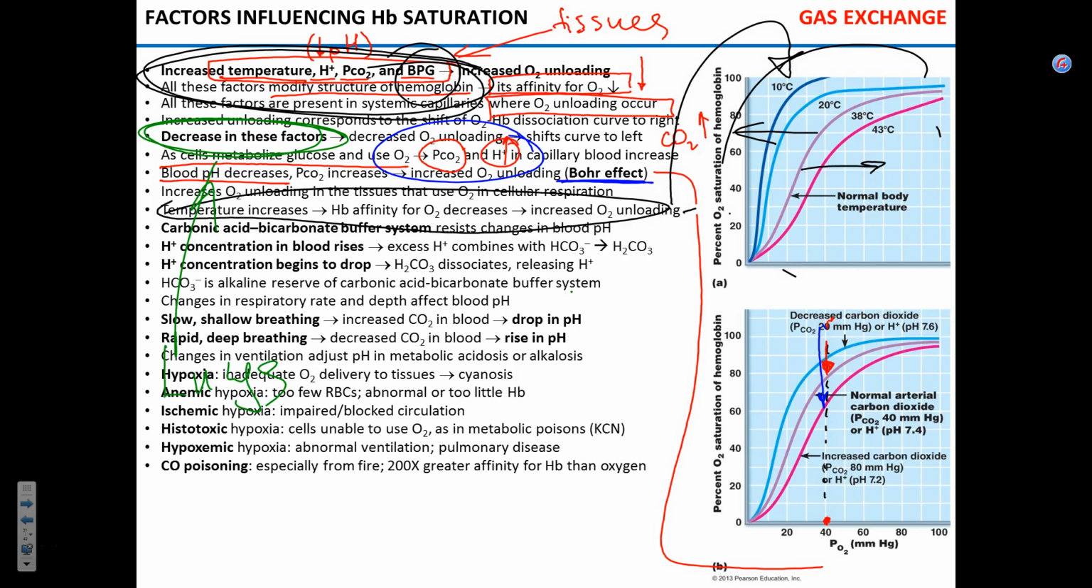Now, carbon dioxide that is present in the blood is a really important buffer system. In fact, it's called the bicarbonate buffer system, and it is the most important buffering system in the blood. Okay?